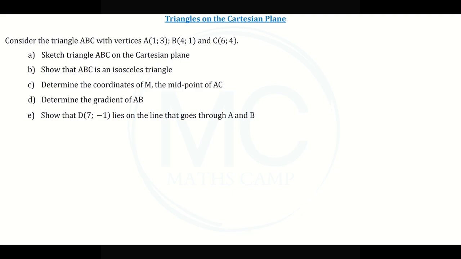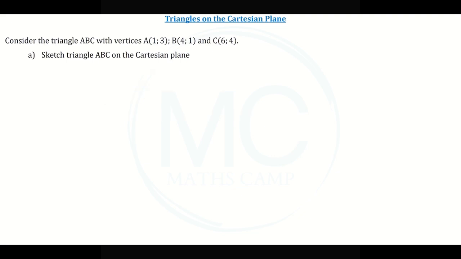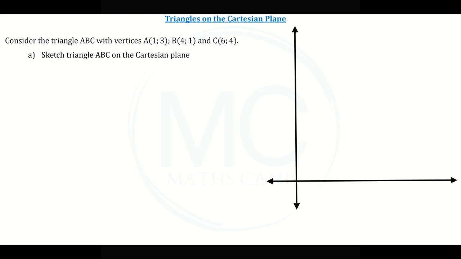Let's start with part A. Sketch triangle ABC on the Cartesian plane. We've been given point A with coordinates 1, 3, B with coordinates 4, 1, and C with coordinates 6, 4. All 3 points have positive x and y coordinates. So all of these points lie in the first quadrant of the Cartesian plane. And we can draw in our x and y axes.